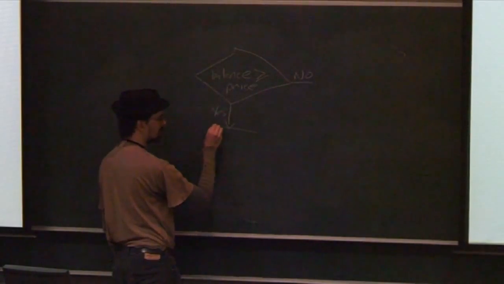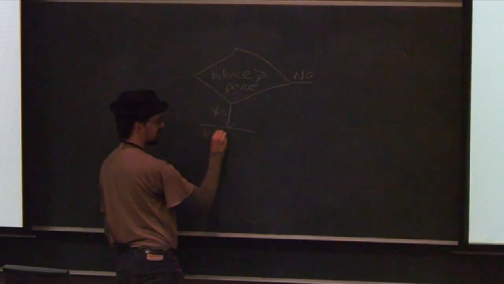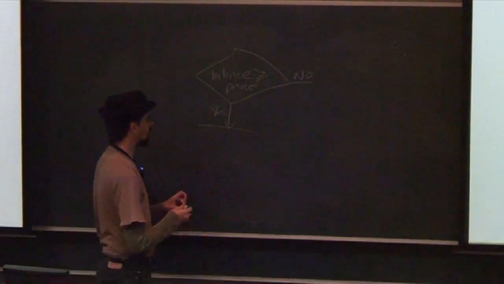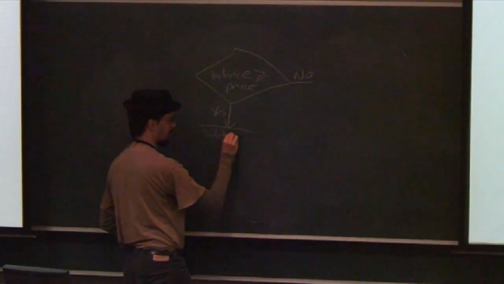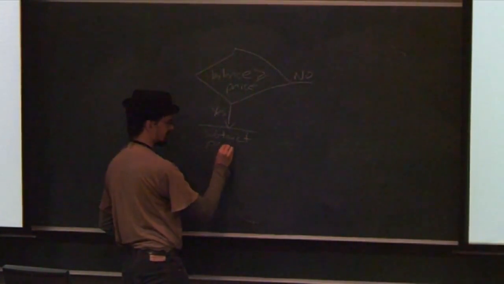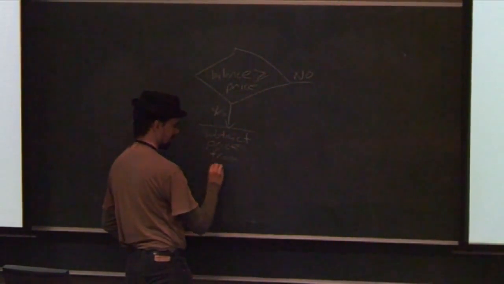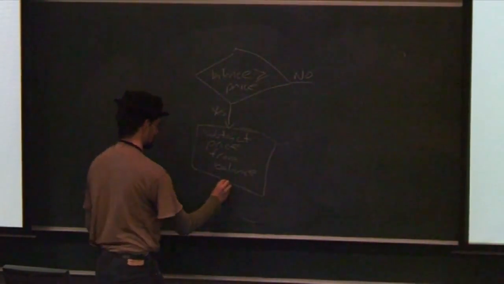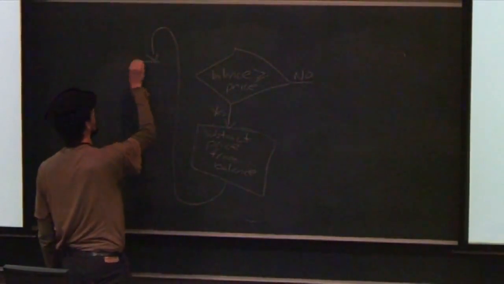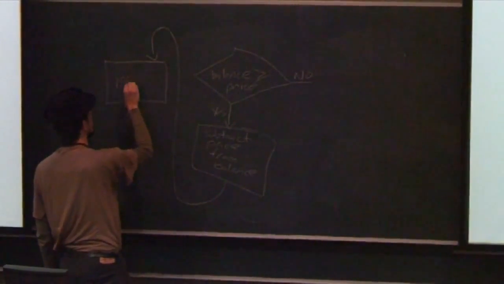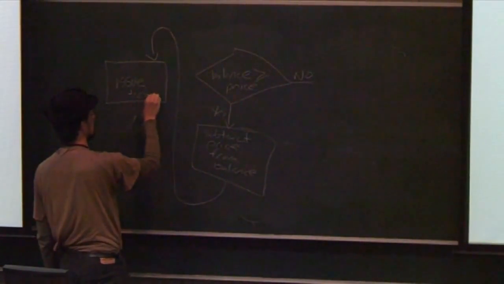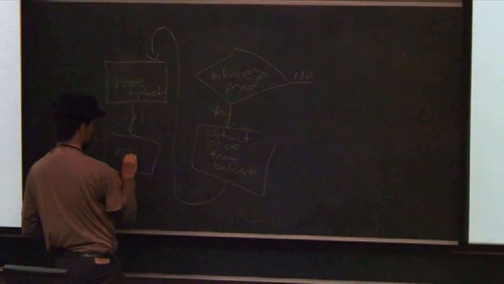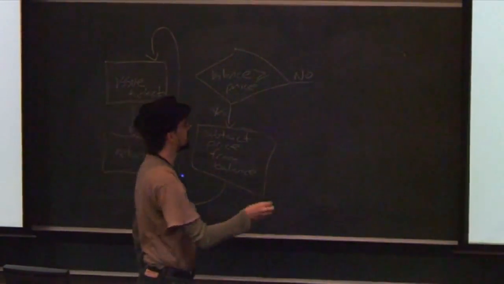then what we do here is, let's write this in English rather than in code, subtract price from balance, and then we're going to go up here. Issue ticket, and then we're going to go here and return. We're done.